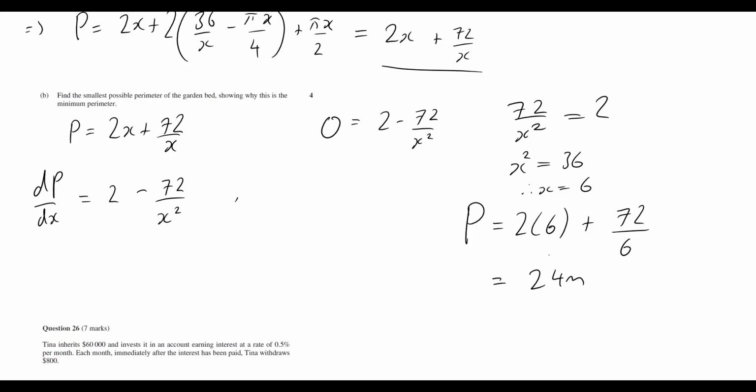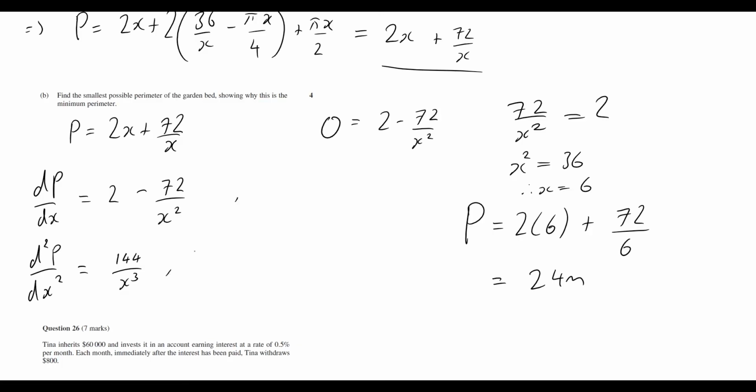Okay, so now what we need to do is show that this is a minimum point. To show that something is a minimum, we need to look at the second derivative. So we'll take d squared P over dx squared. And so now differentiating this one again, well, what do we get now? We get that it's going to be positive 144 over x cubed.